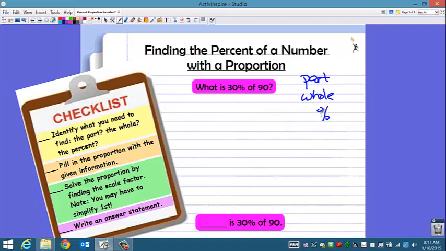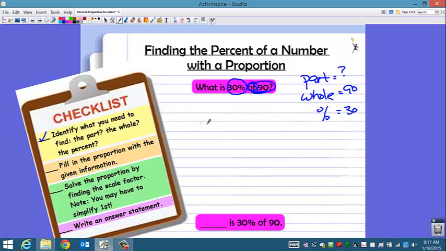Let's look at our problem and see what we know. What is 30%? We know the percent. So our percent is 30 of 90. This "of" is our clue word. That means the 90 is our whole. And in this case, we're looking for our part. That is our unknown. So now that we've identified what we're trying to find, we can check that off, move on to the second step, fill in the proportion with the given information.